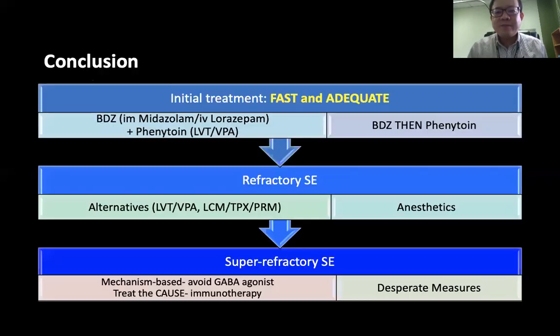So in conclusion, I've informed you of a few key principles. The first one, if you have pre-hospital treatment, give it either in the ambulance or at the door of emergency. And the one that I recommend is IM midazolam. Second, use phenytoin and benzodiazepine together. While you are giving diazepam, prepare your phenytoin dilution and start the infusion of phenytoin together or after your diazepam, so that they can both be given within 30 minutes.